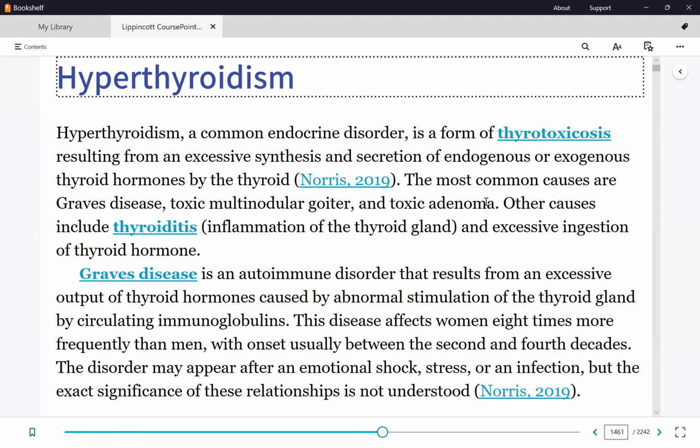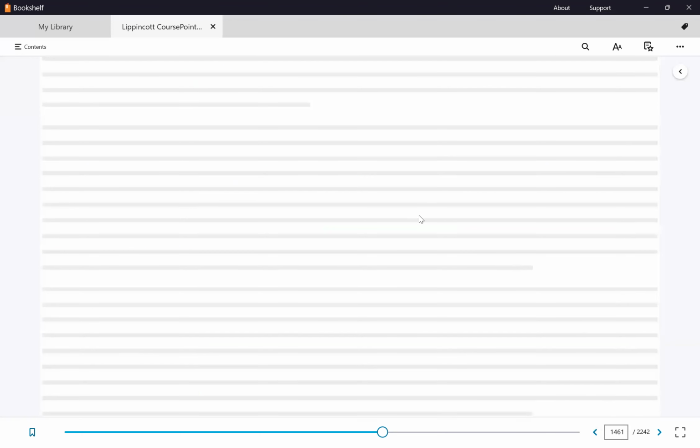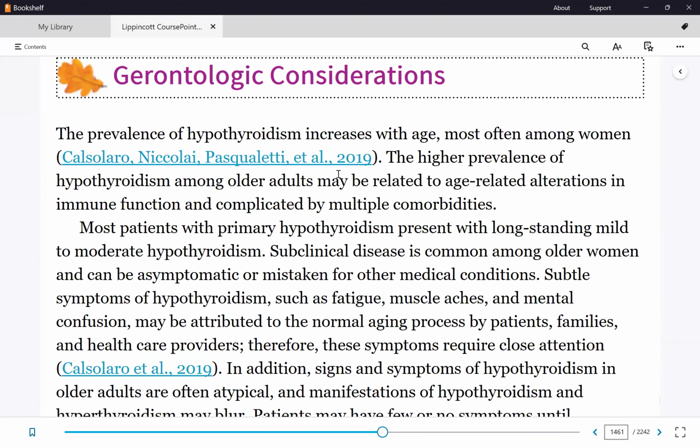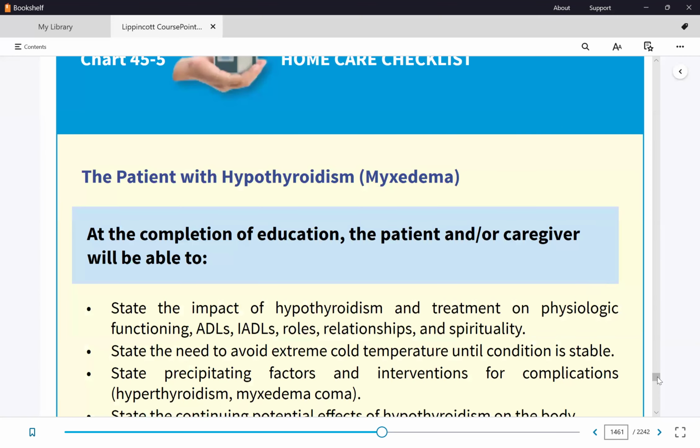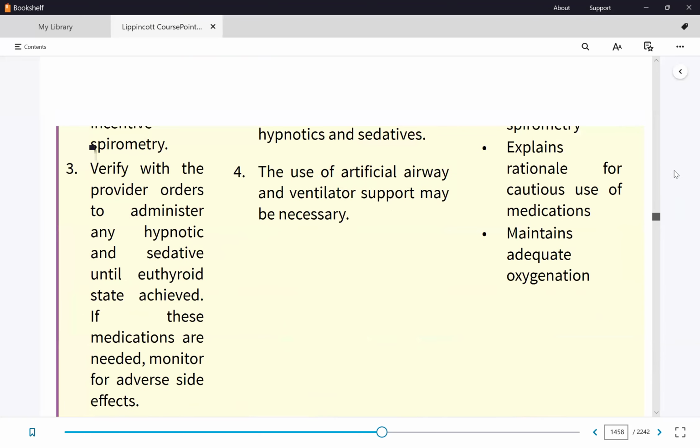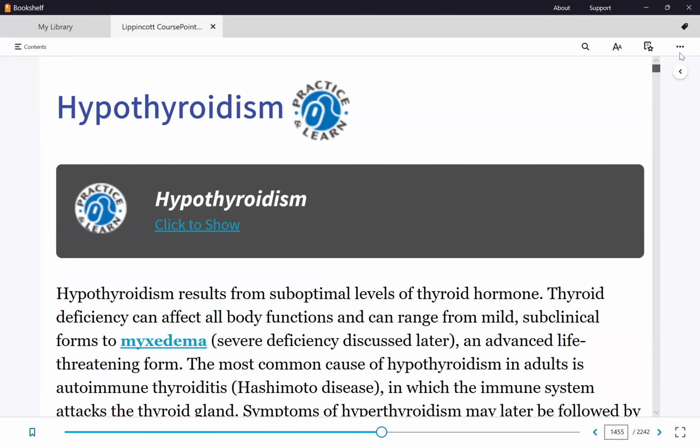Hyperthyroidism. Same as hypo, this has a primary and a secondary. Primary is always autoimmune. Secondary caused by something else. For instance, I forgot to mention. So here under hypothyroidism, if they end up taking too much of the hormone, what will happen? They will have hyperthyroidism. Is that clear?